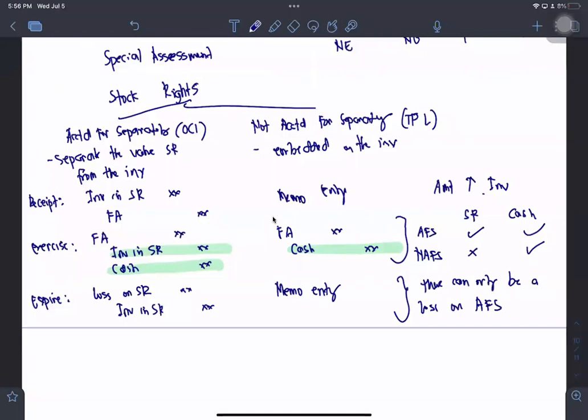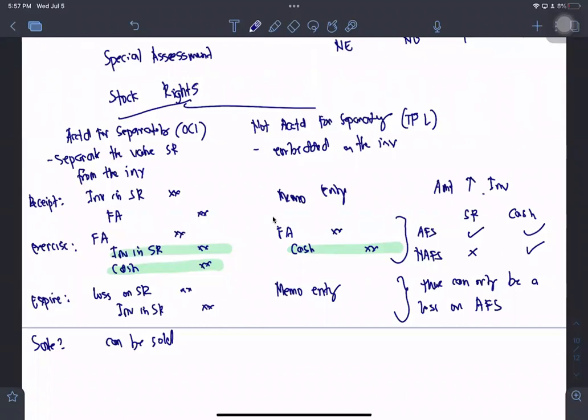How about sale? Only accounted for separately can be sold. In not accounted for separately, they say it cannot be sold. Why can't we sell the not accounted for separately? Because again, it is considered embedded.